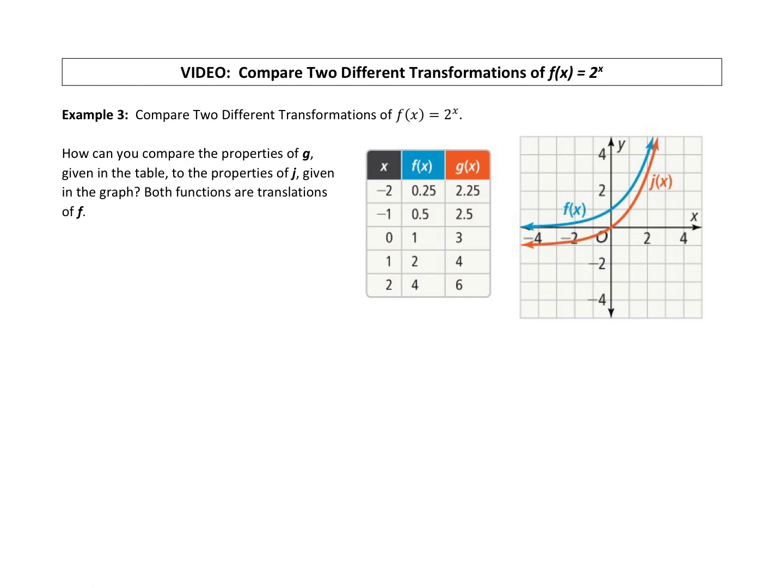So first, we are going to compare g of x to f of x from the table, because that's where our g of x function is. So let's focus on the y-intercept. When x is 0, we have a y-intercept at 1 in our f function, and we have a y-intercept of 3 in our g function.